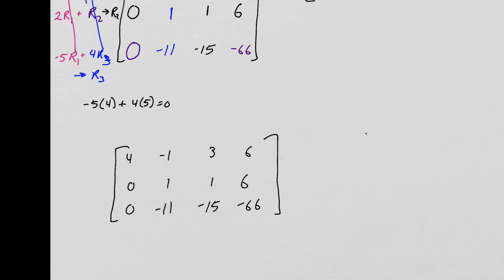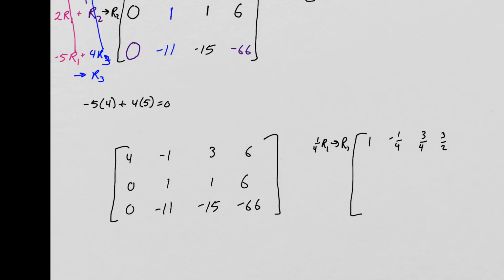So we're going to do it over here, and we're going to say 1/4 of row 1 is going to be our new row 1. So that is going to become the new row 1. That's going to leave us with 1, -1/4, 3/4, and 3/2. Just applying 1/4 times 4, 1/4 times -1, 1/4 times 3, and 1/4 times 6.